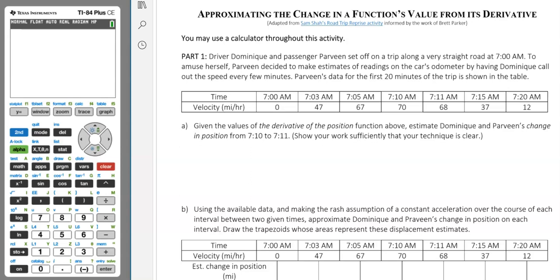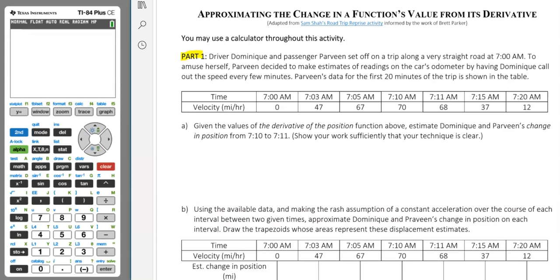We're going to look at how we can use a few given values of a function's derivative to approximate the change in the value of the function itself. We're going to start by looking at this idea in the context of position and its derivative, velocity. So we're going to be given a few values of velocity and asked to approximate changes in position.